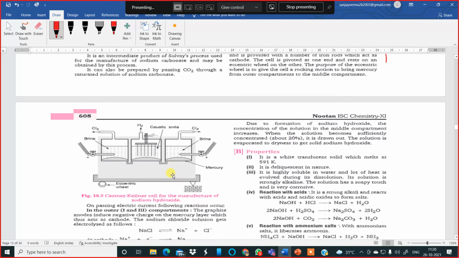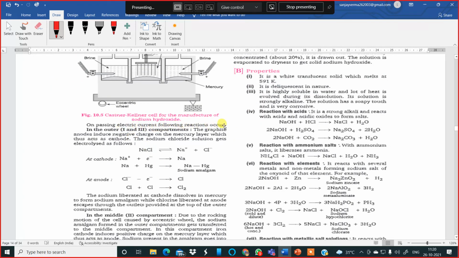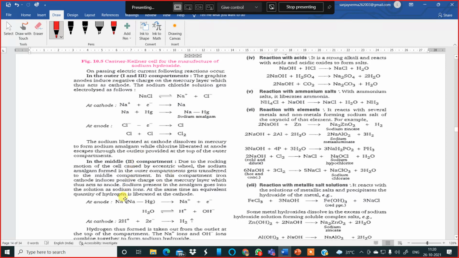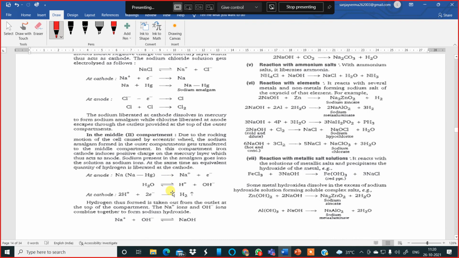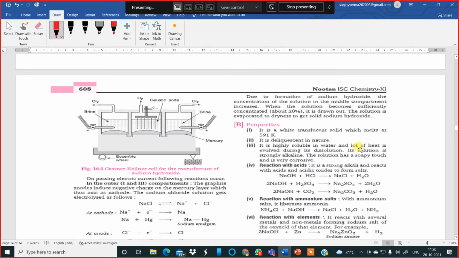What is the principle in the Kastner-Kellner cell? The principle is that on passing electric current through sodium chloride solution, it gets electrolyzed in this manner into sodium ions and chloride ions. The sodium ion forms a sodium amalgam, and the chlorine forms chlorine gas. In the middle compartment, the reaction happens between the sodium amalgam and water to form sodium hydroxide. So this is the principle. Only the principle is required for the preparation.